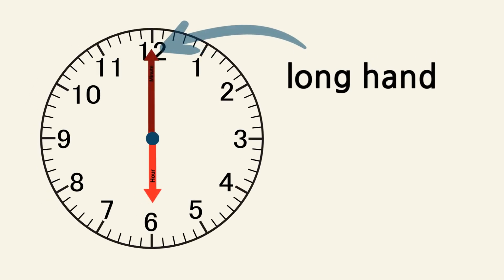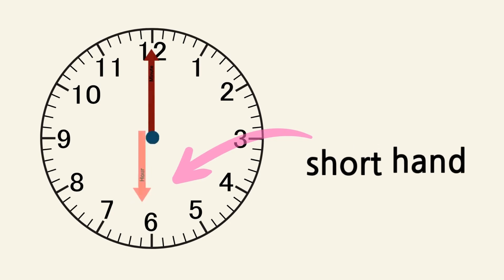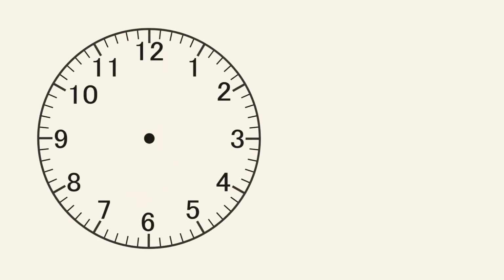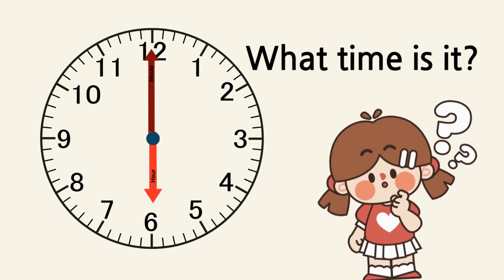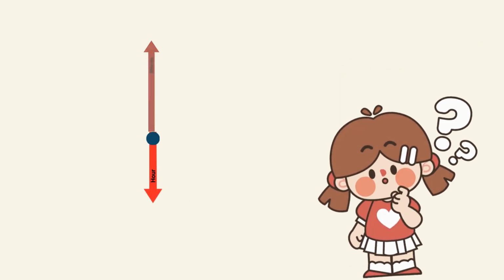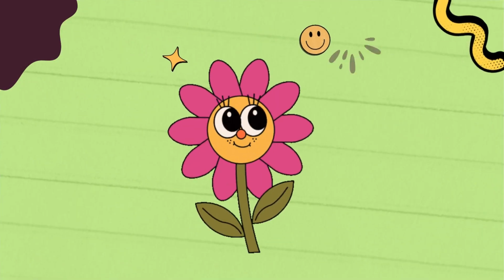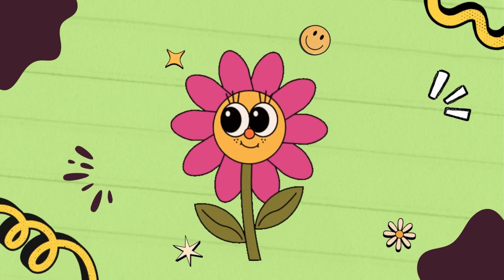The long hand is on 12, and the short hand is on 6. What time is it? Ding dong dang. It's 6 o'clock. Oh, I see. This is really interesting.